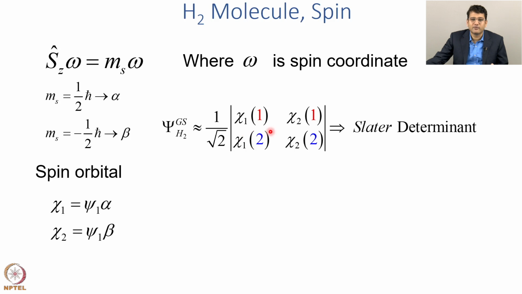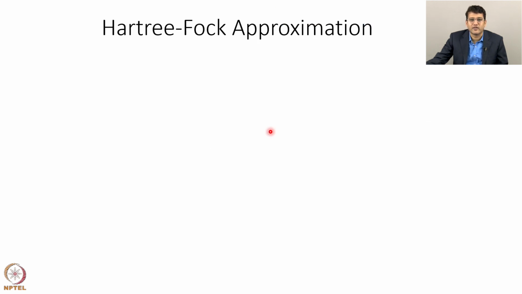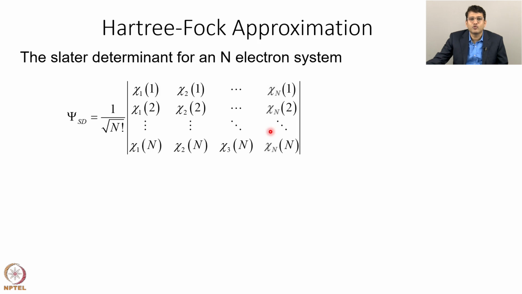So for all the subsequent discussion, we are going to use Slater determinant only, and this Slater determinant is named after John C. Slater, who developed this in 1929. Now we are going to discuss Slater determinant for any general system.